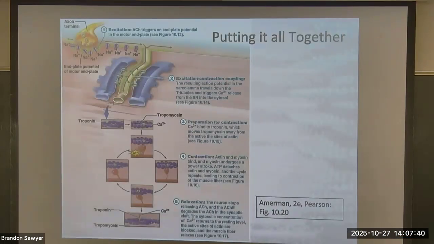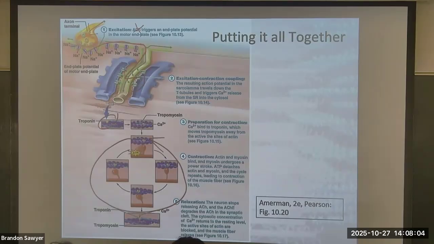Okay, so if we're going to put those two things together, we're going to start with excitation contraction coupling. We don't need to know about acetylcholine yet. We'll get there. But we're sending that action potential, started on the muscle cell, down the T tubules. We get calcium release, binds the troponin, do that whole cycle we just talked about. And that's kind of the big picture.